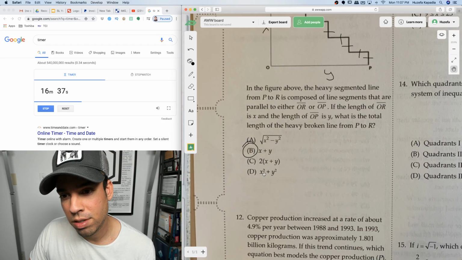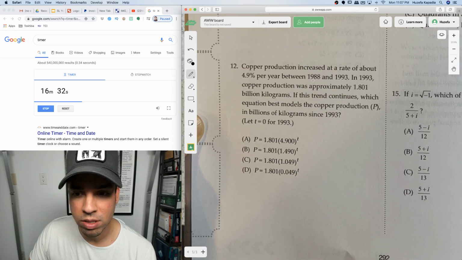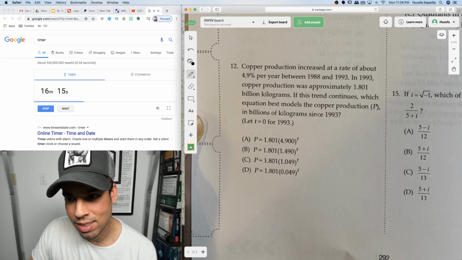Yeah, it's definitely right. Okay, copper production increased at a rate of about 4.9% between these years. In 1993, copper production was approximately... Okay. So it increased that per year between here and here. 1.801. If this trend continues, which equation best models the copper production in billions since 1993?